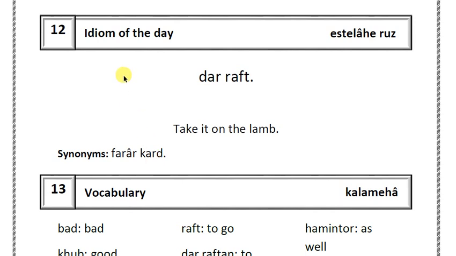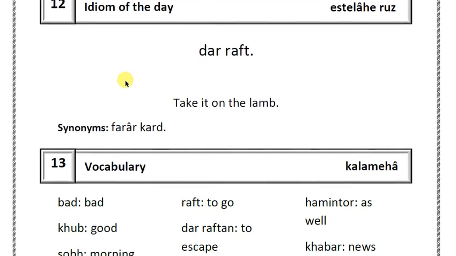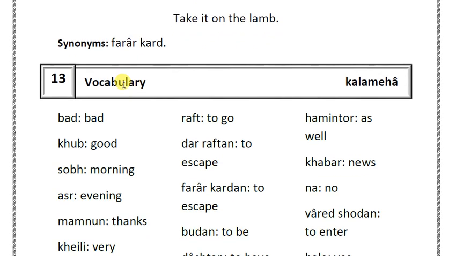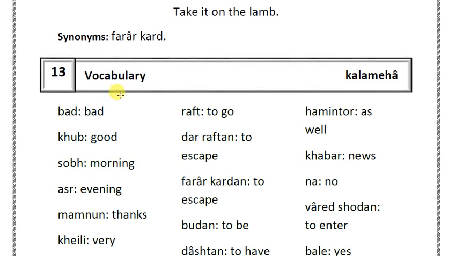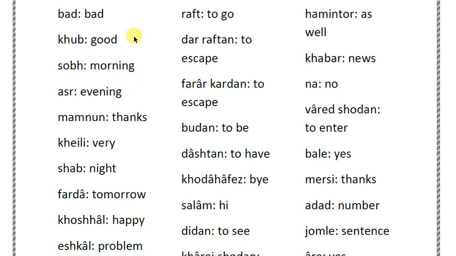Farar kard. The last part in each day is a vocabulary, just the vocabulary that you learn in this day, just to review the words. So I just review the words for you.